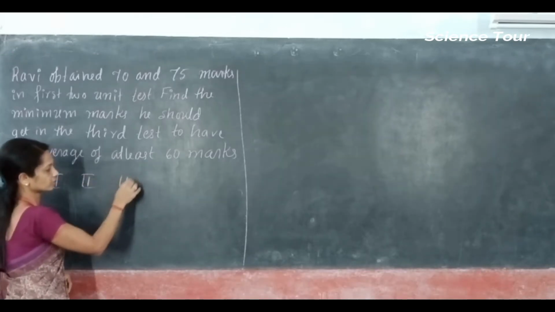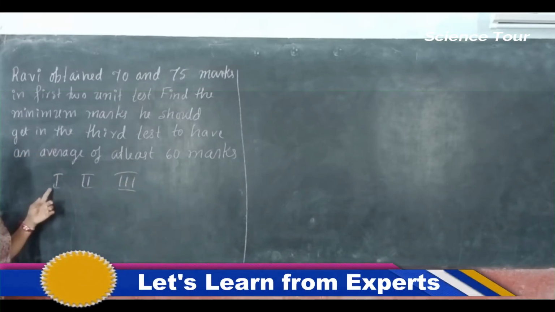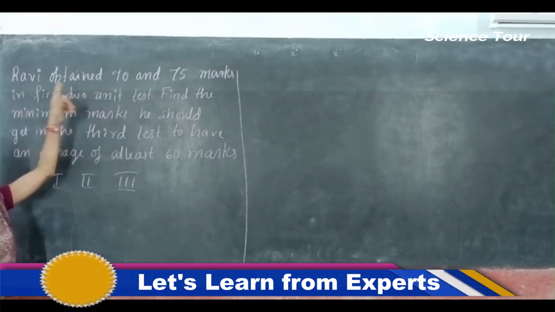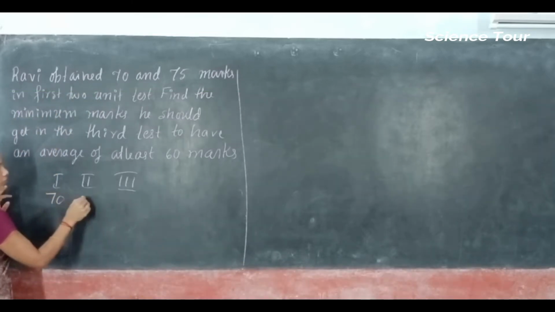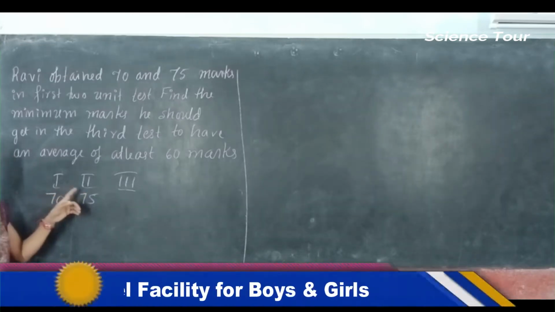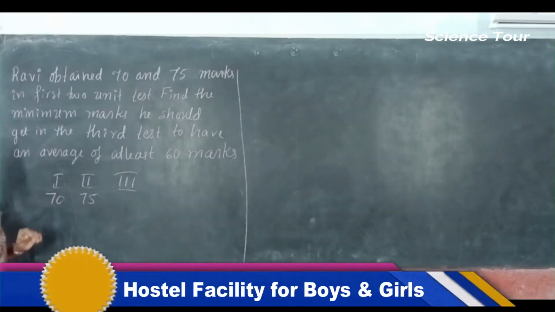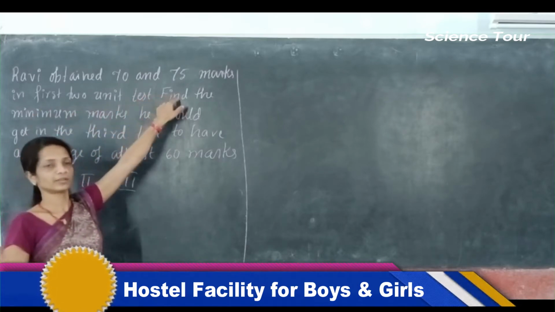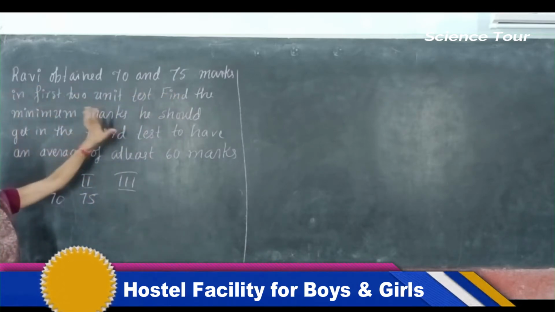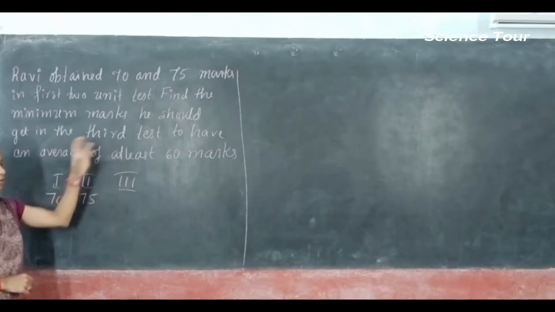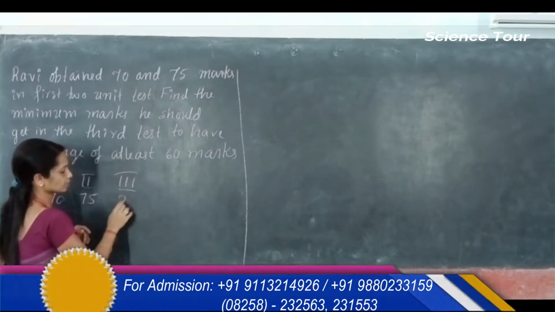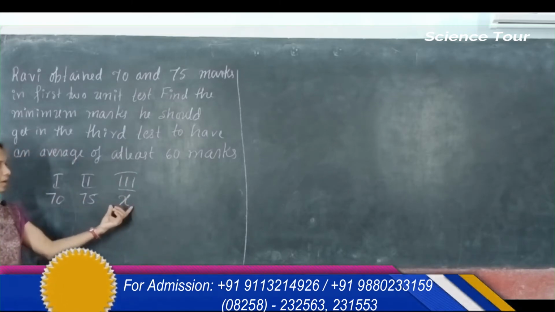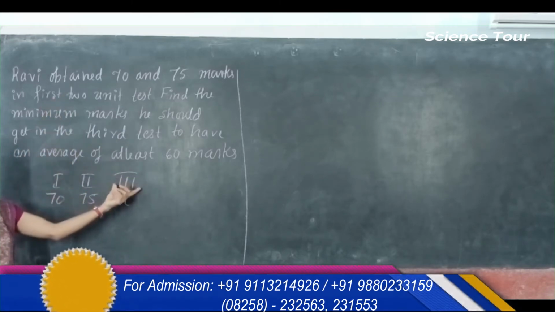There are three tests, and for two of those tests the marks are given. Ravi obtained 70 and 75 marks, meaning 70 in the first and 75 in the second unit test. And you have to find the minimum marks he should get in the third test. The third test marks are not given, so we take that as x. So let x be the marks scored by Ravi in the third test.